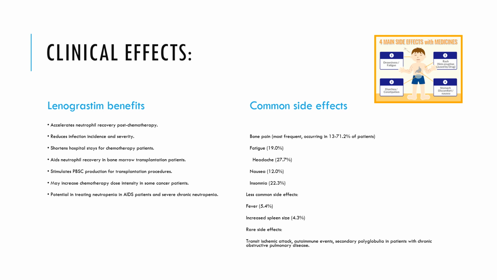For transplant procedures, bone pain is the most frequent adverse effect, affecting 13% to 71.2% of individuals. Other often mentioned side effects are nausea, exhaustion, headache, and insomnia. Fever at 5.4% and enlarged spleen at 4.3% are less frequent adverse effects. In rare cases, people with COPD may have major adverse effects like transient ischemic episodes, autoimmune reaction, or secondary polyglobulia.